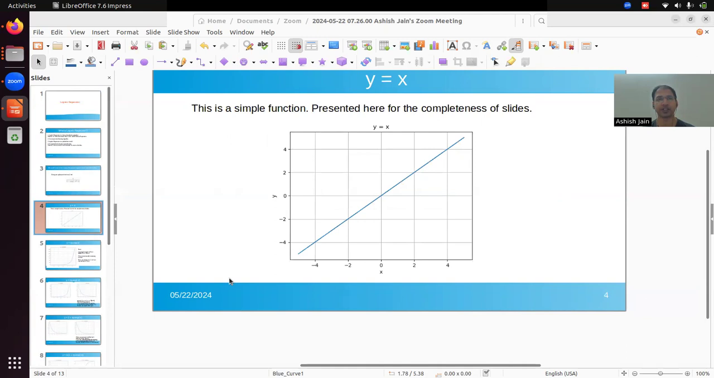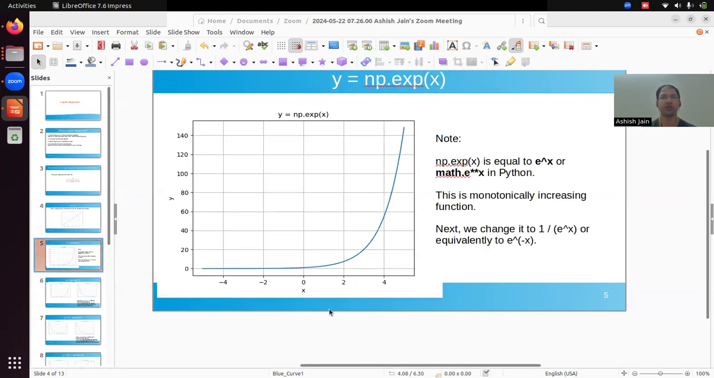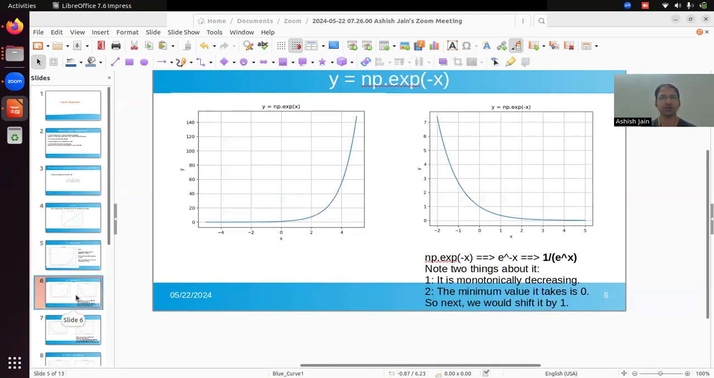Y equals x. This is a simple function presented here for the completeness of slides. Now this is a monotonically increasing function. Next we change it to y equals exponential x. So this is a monotonically increasing function. Next we change it to y equals exponential of minus x. Now we are moving from this image on the left to image on the right.